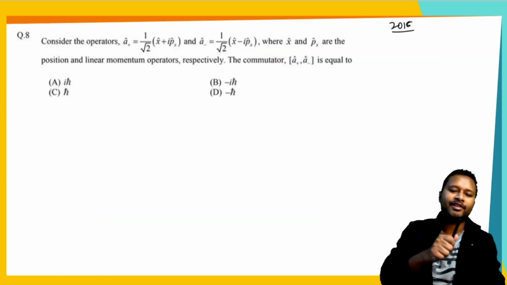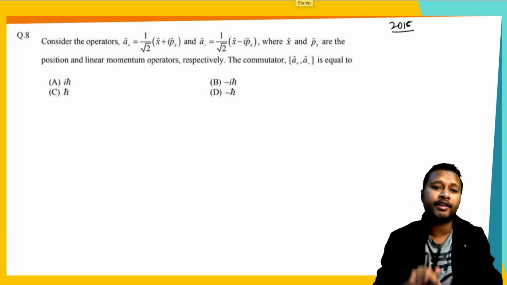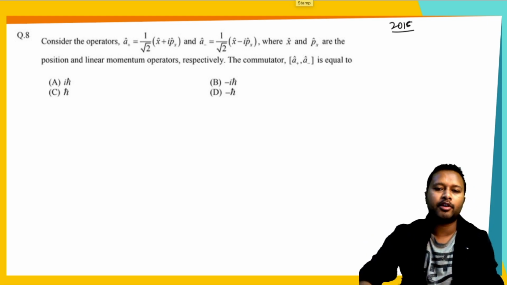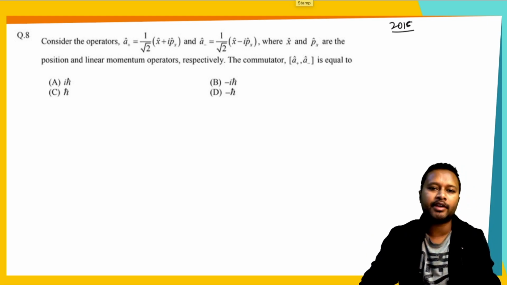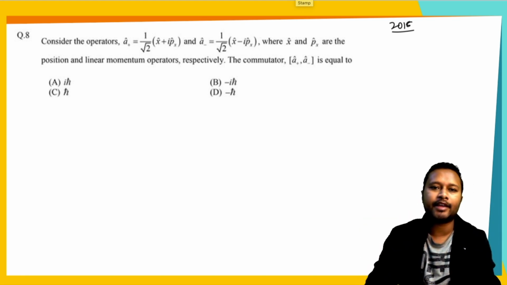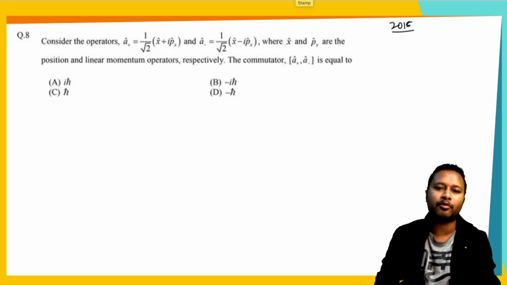Alright guys, let's talk about this particular question which was asked in the GATE 2018 exam. It says consider the operators. The operators are given to you as a plus equals 1 upon root 2 times (x plus i px), and a minus equals 1 upon root 2 times (x minus i px). Now here x and px are basically position and linear momentum operators. You have to tell about the value of the commutator of a plus and a minus. So it's pretty simple to solve. I'll just show you how it will be done.